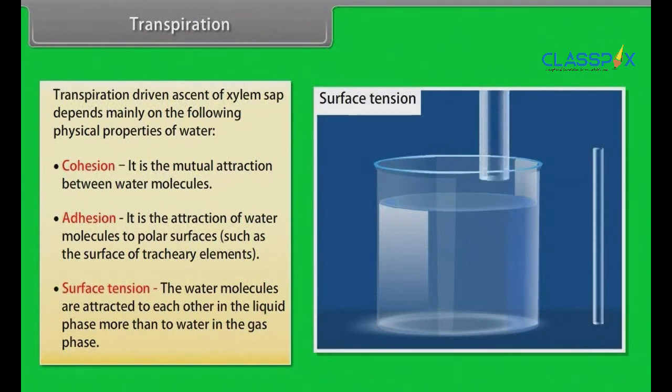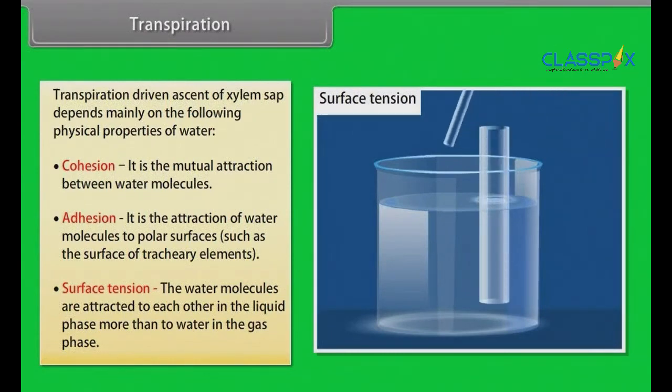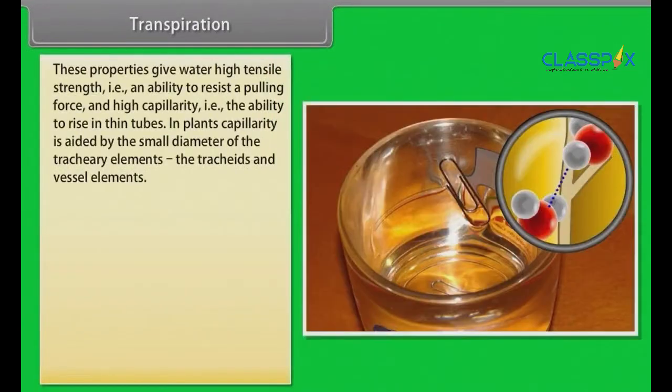And in surface tension, the water molecules are attracted to each other in the liquid phase more than to water in the gas phase. These properties give water high tensile strength, which is an ability to resist a pulling force, and high capillarity, which is an ability to rise in thin tubes. In plants, capillarity is aided by the small diameter of the tracheary elements, the tracheids and vessel elements.